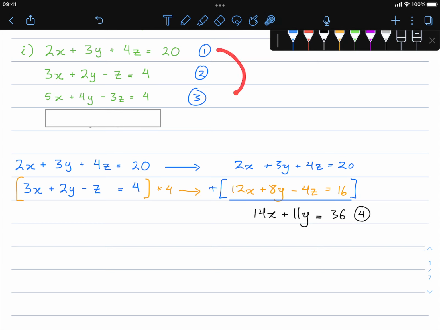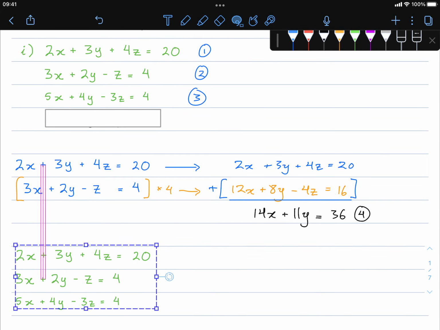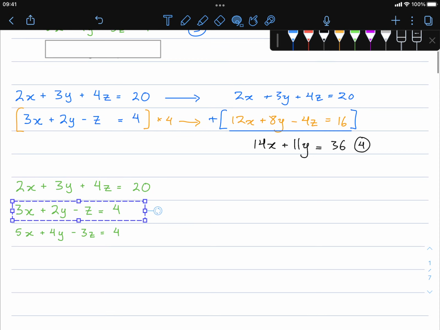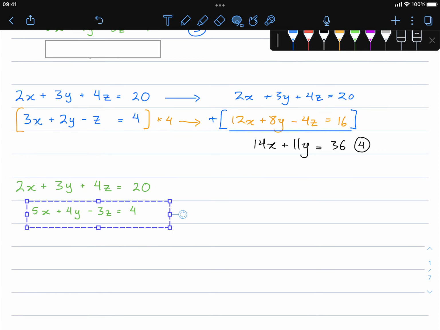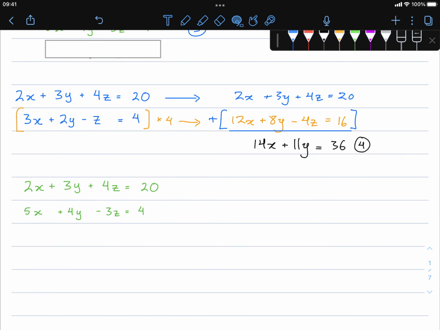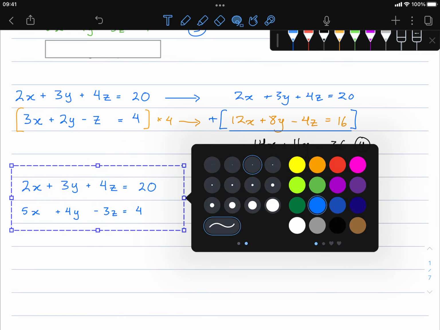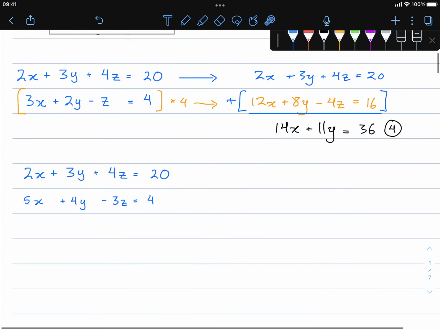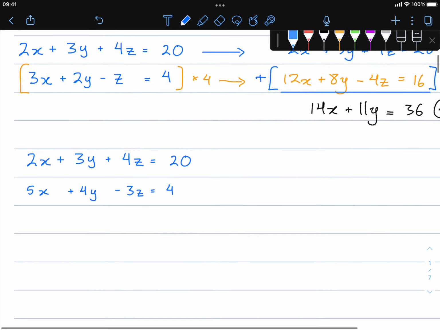I'm now going to take 1 and 3 as a pair. Hang on, you'll see in a moment. Normally I'd write everything out, but with the iPad I can just get rid of number 2 and pair them up like so. Now in the exact same way, we're going to multiply these so that they are the same coefficient or the same value. So for this, I'm going to multiply this by 3. I'm going to multiply this by 4.